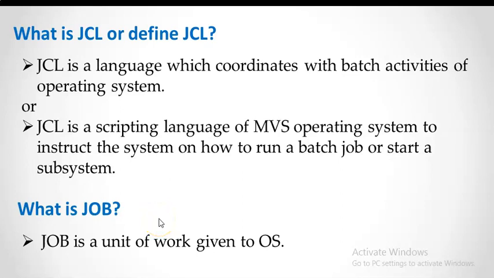What is JCL or define JCL? JCL is a language which coordinates with batch activities of the operating system, or JCL is a scripting language of the MVS operating system to instruct the system on how to run a batch job or start a subsystem. What is a job? A job is a unit of work given to the OS.